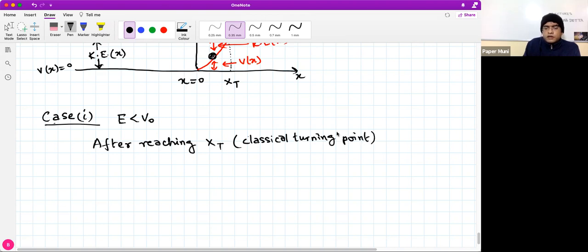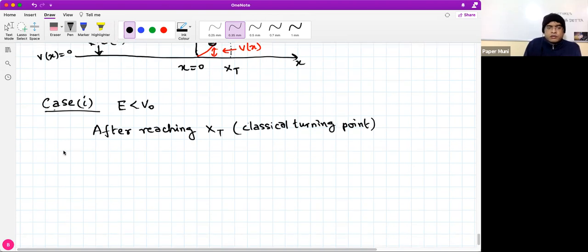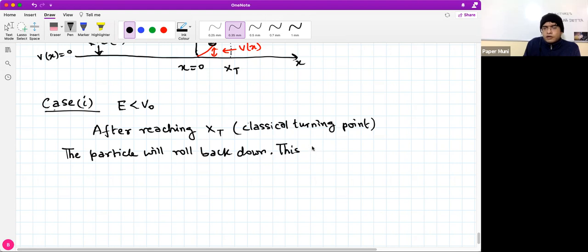All right, now the particle will roll back down. This thing which is happening is called reflection, or the particle is reflected. So the particle gets reflected from that point.